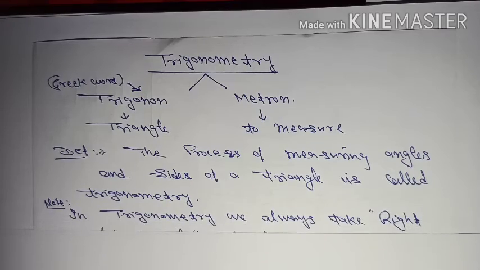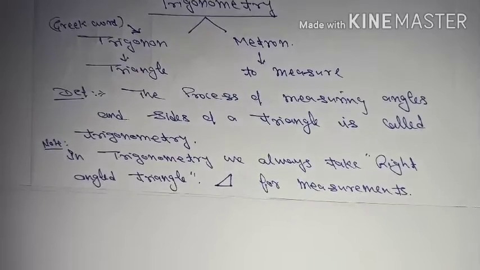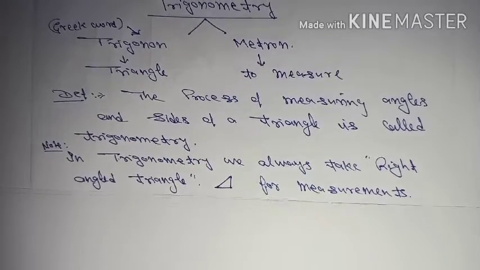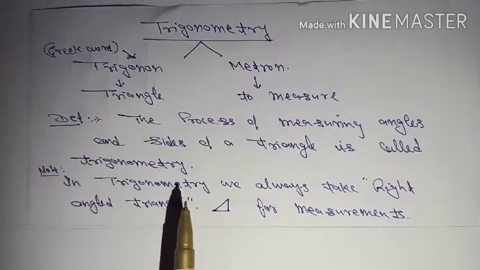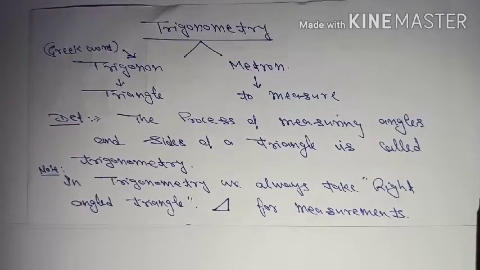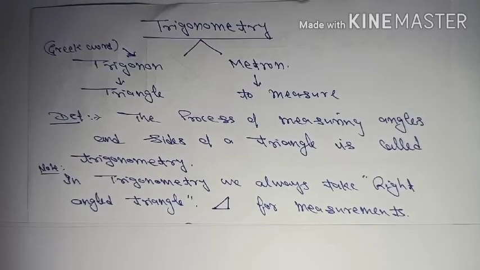In trigonometry, we always take a right angled triangle for measurements. So this is the basic definition of trigonometry. So my dear students, I hope that you have understood the basic concept.